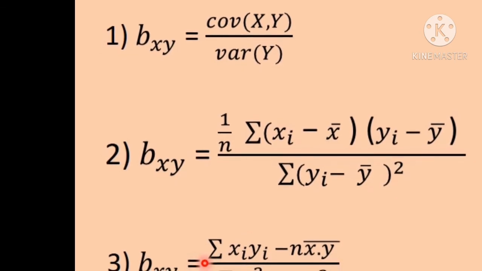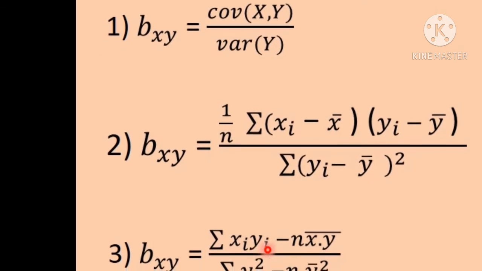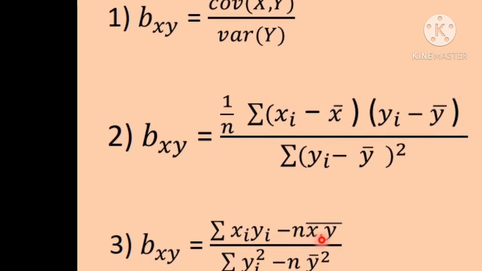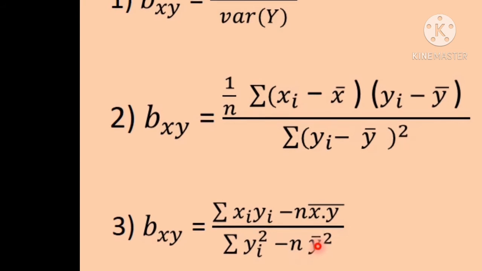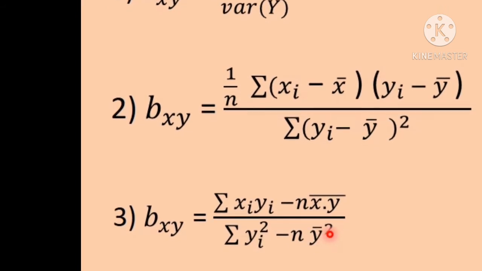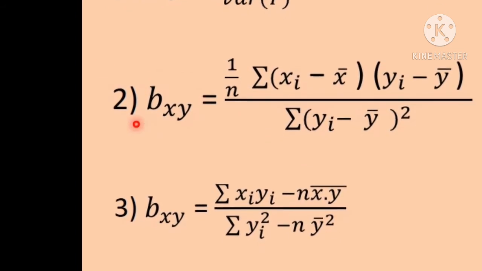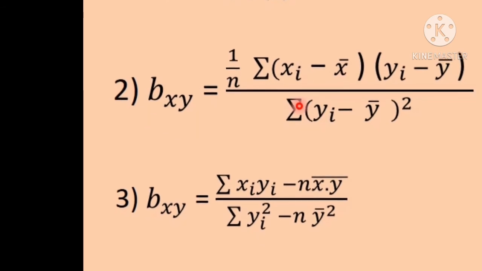And it is also given by summation xi into yi minus n into x bar into y bar upon summation yi square minus n into y bar square. But we will be using more of this second equation for the calculations.